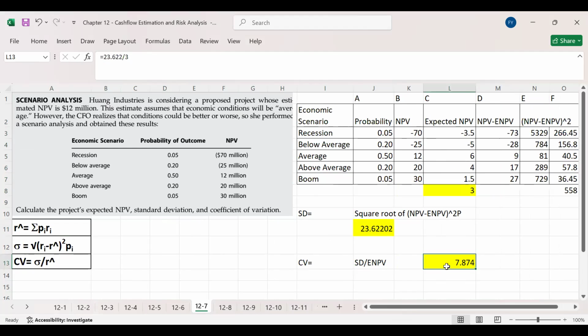And the last thing was the coefficient of variation. This coefficient of variation represents the risk per unit of return.